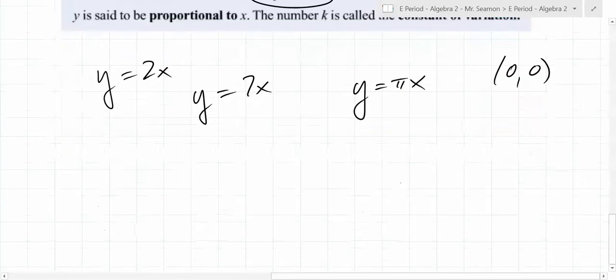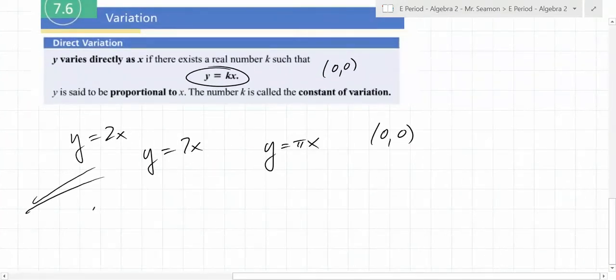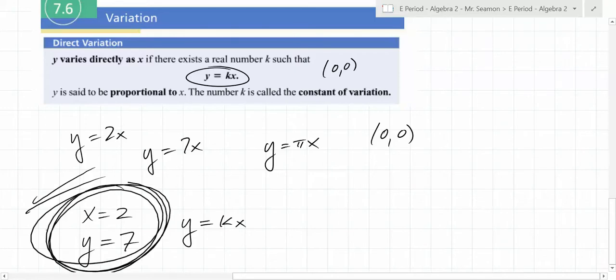So for example, Milo, give me any x value you want. So let's say x is 2, and Connor, give me a y value. 7. Okay? So let's say I said that x and y vary directly. You now know that y is equal to k times x. But when y is 7, x is what? When y is 7, x is 2.